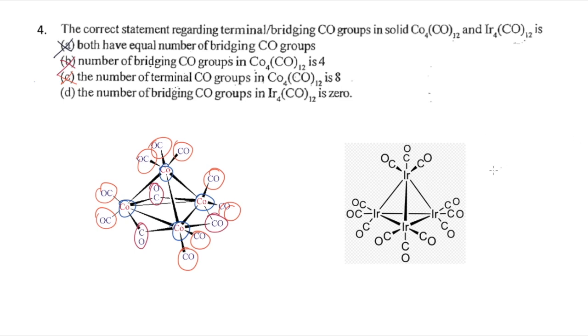So in the iridium complex, you only have 0 bridging carbonyls, right? So the number of bridging carbonyls in the iridium complex is 0. That is true, so this is the correct answer, and you can only answer this if you know the structure. So that's why it's very important that you should know the structures as well. Let's get to the next question.